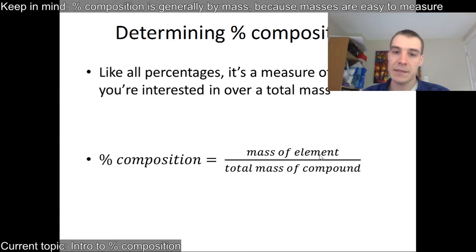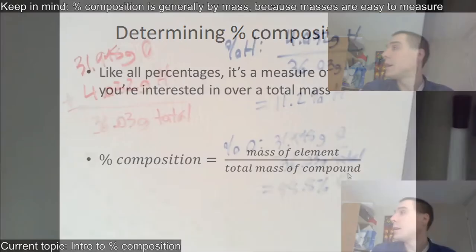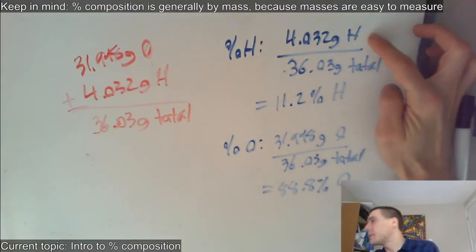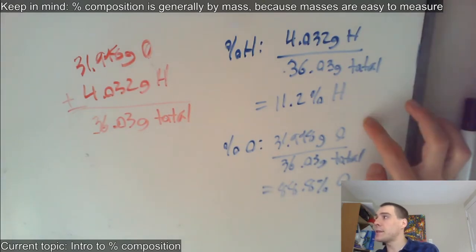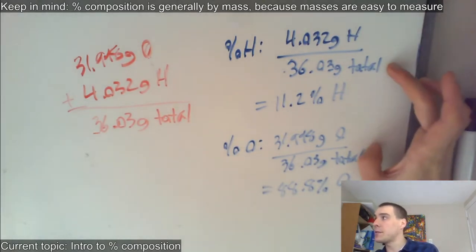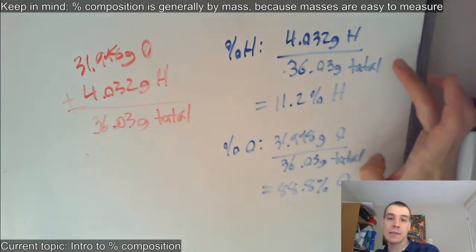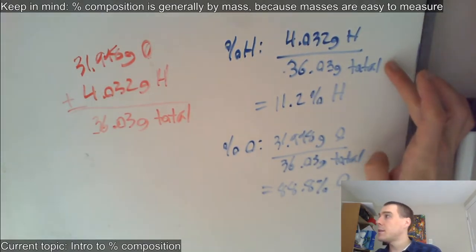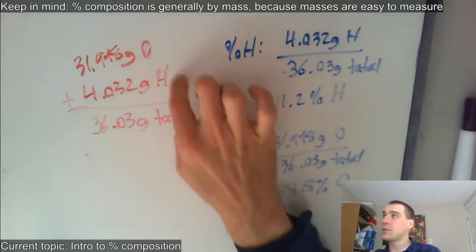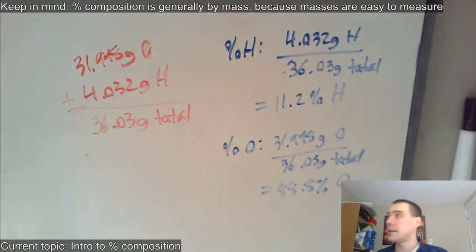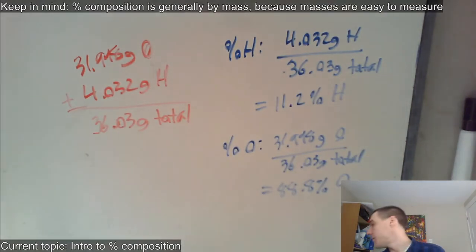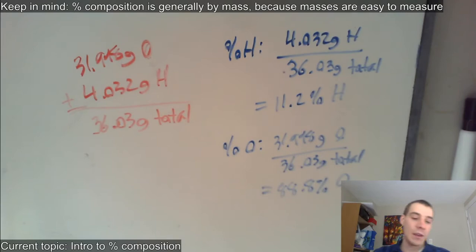And you see mass of element over total mass of compound. That's what you see me doing here. The mass of the hydrogen over the total mass. The mass of the oxygen over the total mass. Notice that that's the same number both times. It's the total mass. Nowhere did I do hydrogen divided by oxygen or anything like that. That doesn't make sense. We just want it as a percent of the total.